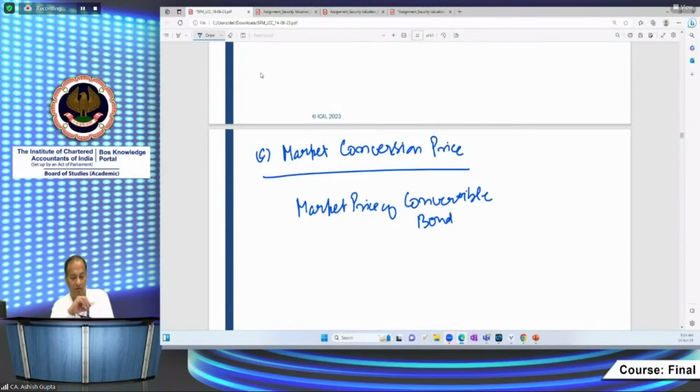Now, student, in this formula, please note, normally this price is computed when we are taking the route of convertible debentures for acquiring the shares. यह हम तब निकालते हैं जब हम कन्वर्टेबल डिबेंचर का रूट ले रहे हैं, इक्विटी शेयर एक्वायर करने के लिए। Divide by conversion ratio.